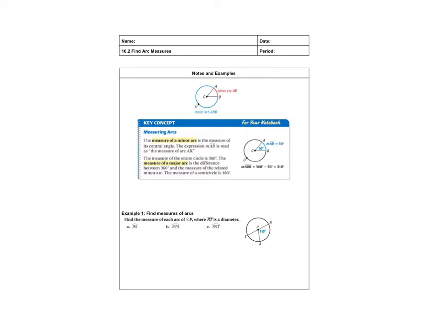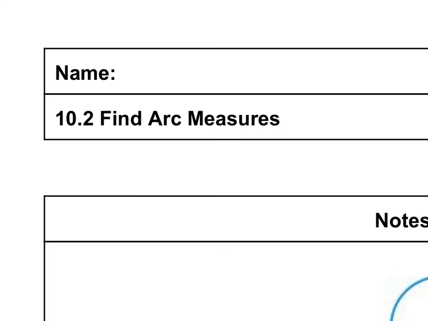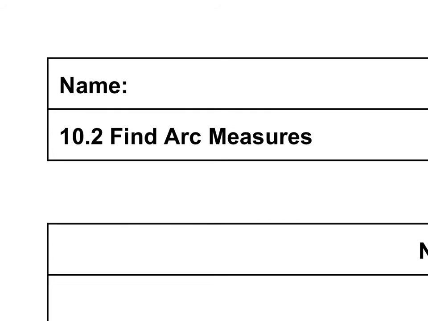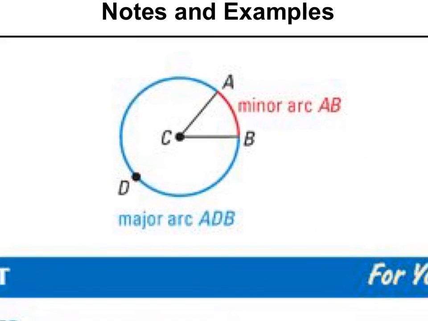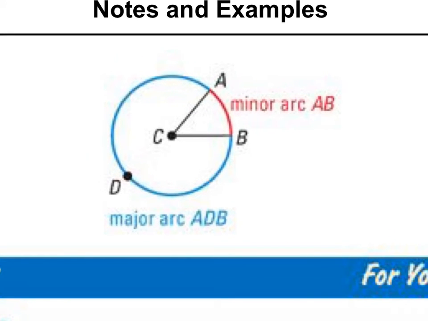Today we've moved on to Chapter 10, Lesson 2, and today we're talking about arc measures. Let's first talk about what an arc is. If you look at a circle, an arc is just part of the circle on the outside. You have what's known as minor arcs, and you have what's known as major arcs.